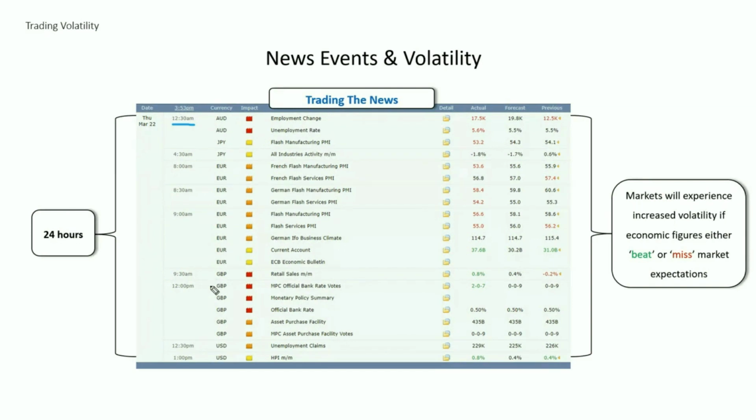Then perhaps if we go down to decide to trade the sterling or the pound sterling across different currency pairs, we know that we have retail sales, we have the official bank rate with the monetary policy and their summary as well. So we could see some very strong economic data that perhaps could offer some good trading opportunities in the short term.